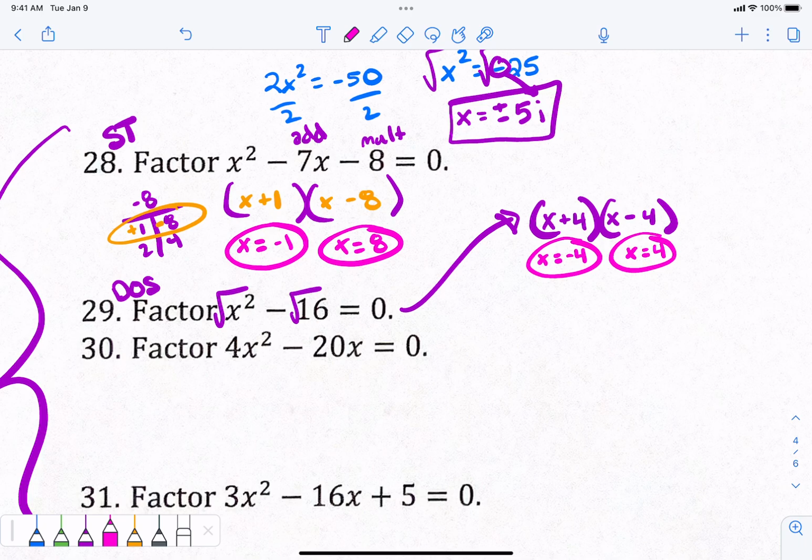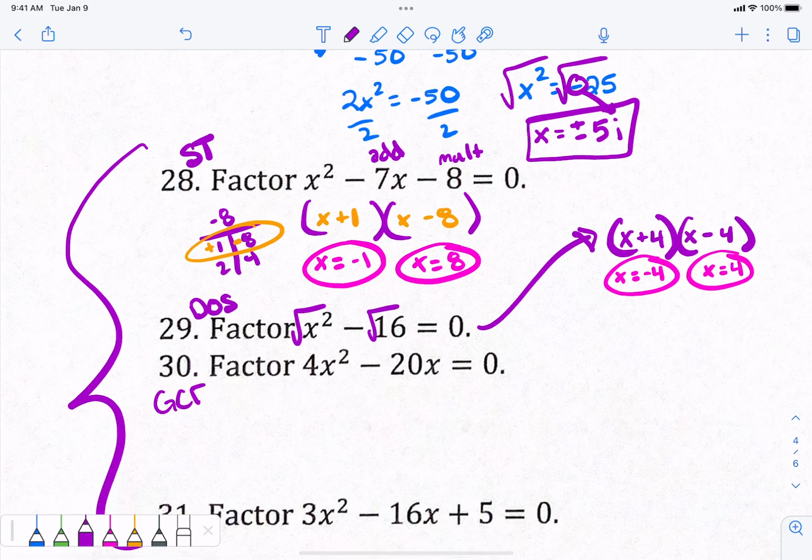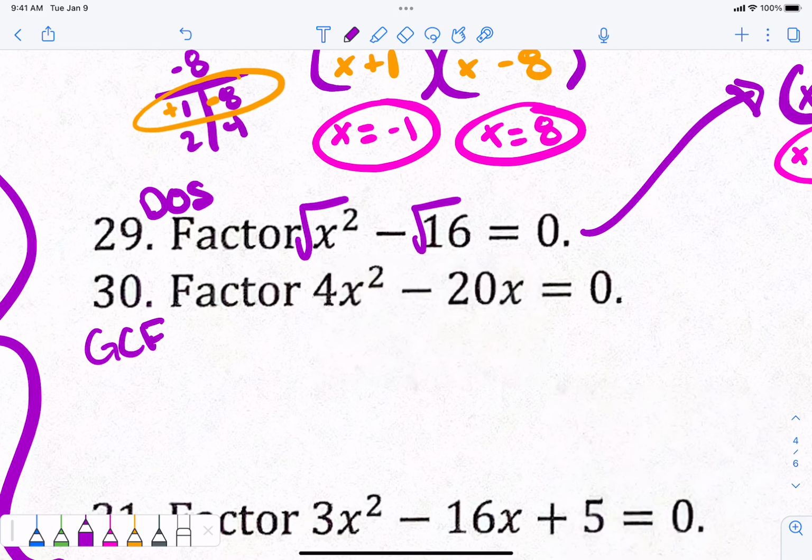Okay, that was 29. 30 is a greatest common factor, exactly. Greatest common factor means you're factoring something out. You're factoring the greatest piece out, okay? So out of those 2 chunks, what can you take out of both of them? 4x. A 4 and an x, yep, so we do that. All right, and left over will be x minus 5, okay?